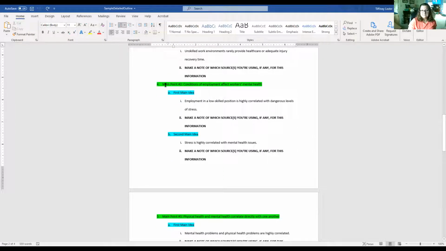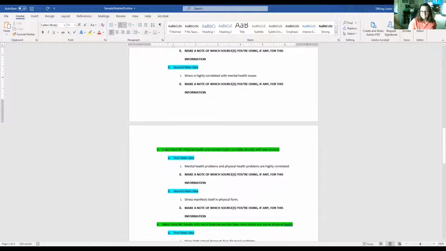And then same thing for my second main point. So you follow the same pattern in each section, right? What your main point is going to be, that's the part in green here. What your main ideas are going to be within each main point, that's what I put in blue. For every main idea, jot down something that reminds you what that main idea is supposed to be, and then make a note of the sources that you're going to use, if any, for that main idea.